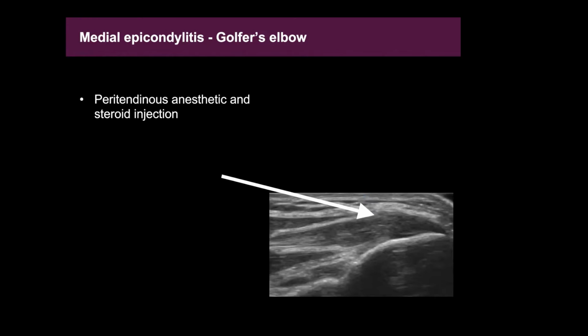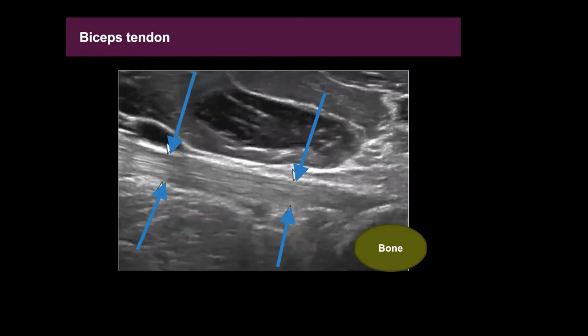Just make sure that you're not injecting into the tendon. You just want to inject around the tendon sheath. So I would put it just superficial to that thickened tendon if we were to consider injecting this patient for pain relief. What's your anesthetic of choice and steroid of choice?